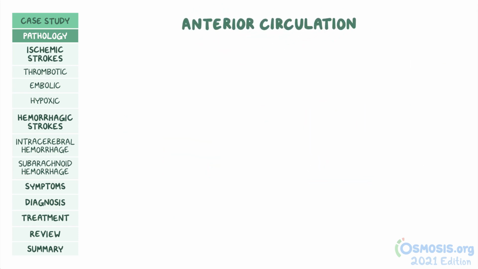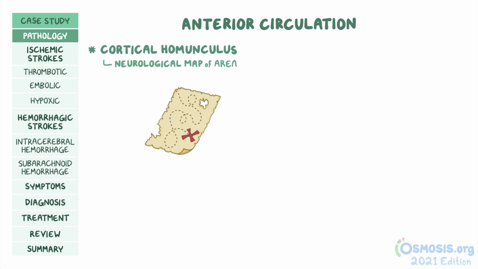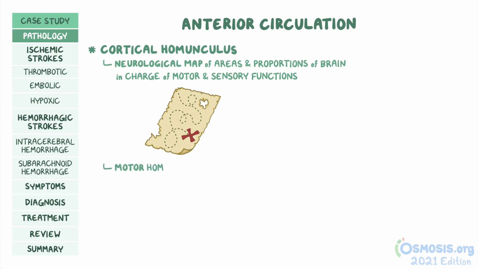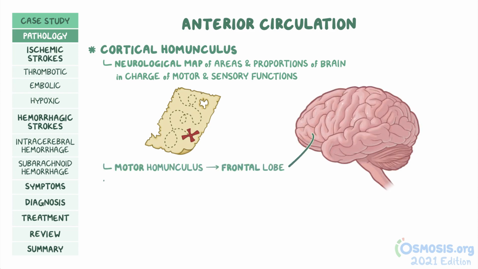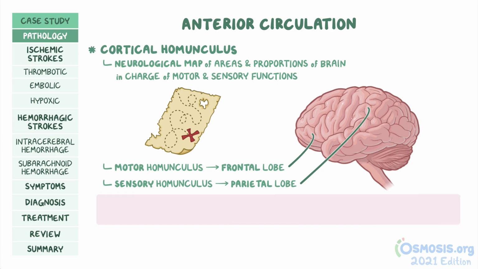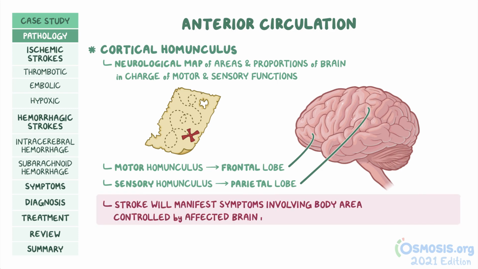An important area, supplied by the anterior circulation, is the cortical homunculus, which is kind of a neurological map of the areas and proportions of the brain that are in charge of the motor and sensory functions for different parts of the body. The motor homunculus belongs to the frontal lobe, while the sensory homunculus is right behind it in the parietal lobe. Knowing the distribution of the cortical homunculus is important because the stroke will manifest as symptoms involving the body area that is controlled by the affected brain area, and this gives us a clue to where the stroke occurred.